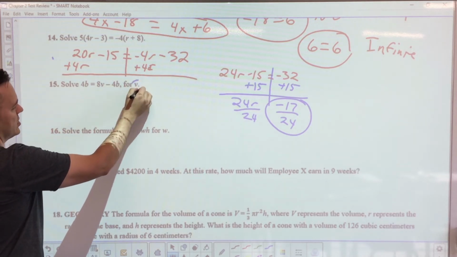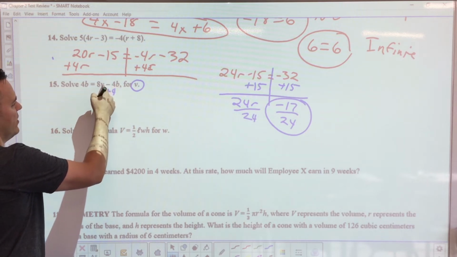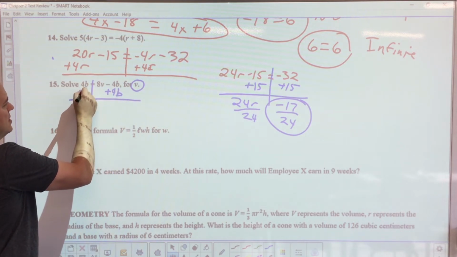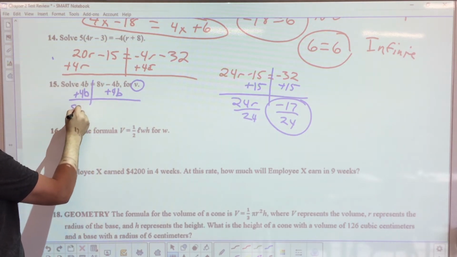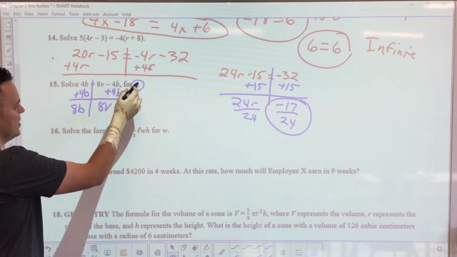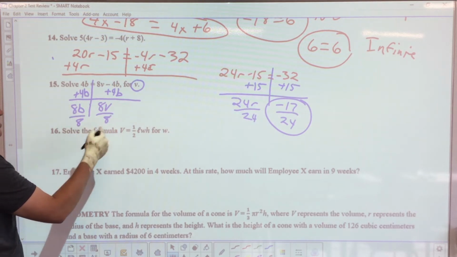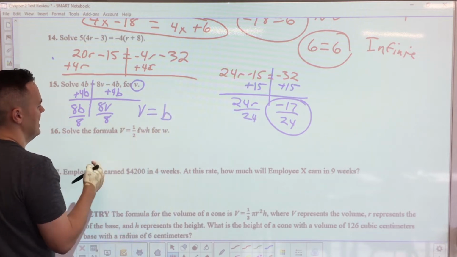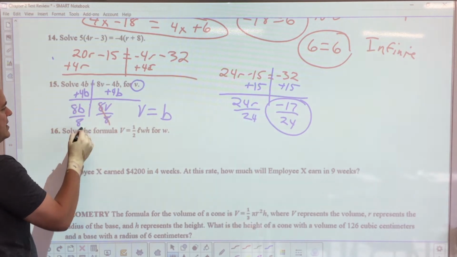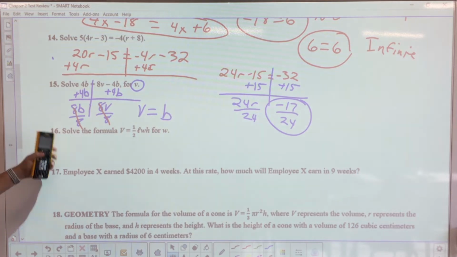Literal equations. We're going to solve for v. We had talked about this in class. First step is move everything away from v. So we're going to add 4b to both sides. When you do that, you get 8b, and then you get 8v. That's what it equals. So you want to get v by itself, you divide by 8, divide by 8. Take a look what happens. You get v equals b, because they cancel out. Please make sure you don't freak out if you see something like this. 8 divided by 8 would be v equals b.